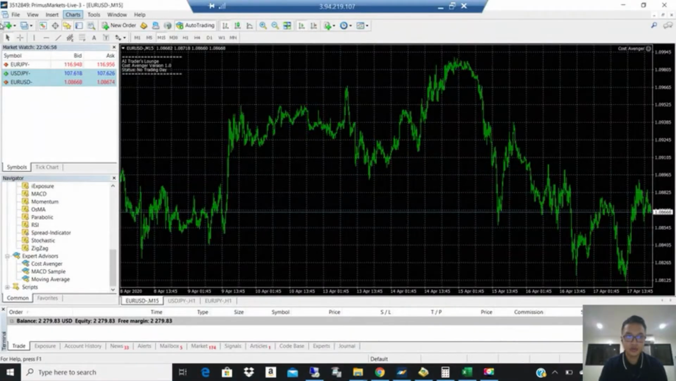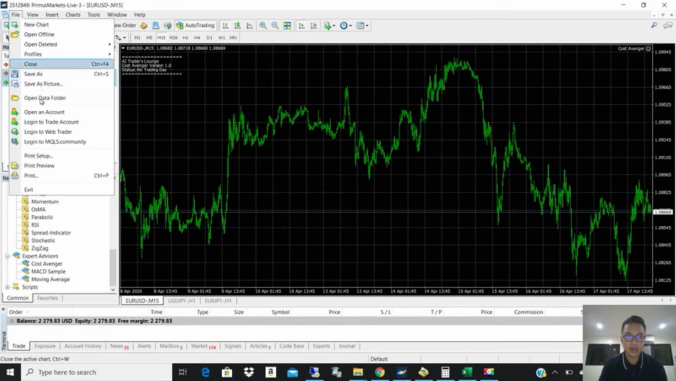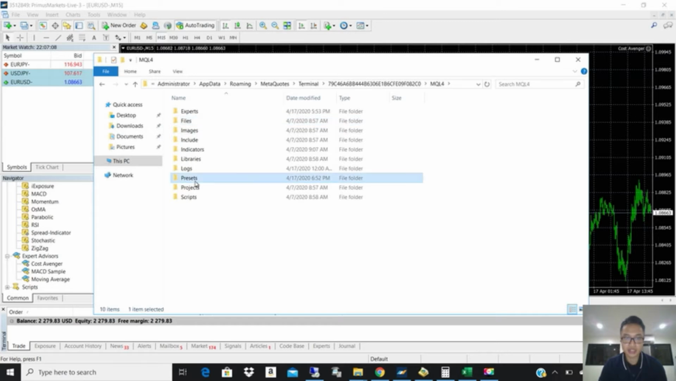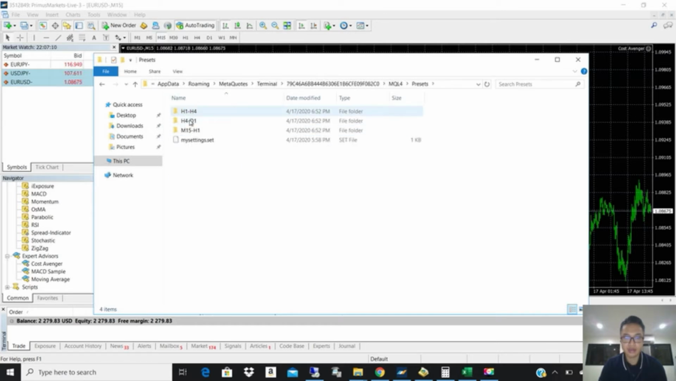In order for you to copy the presets, just go to File, Open Data Folder, MQL4, and then go to Presets. Here, presets. So I already copied the files. So here are the files. You just paste it here. So we have 3 folders here: M15H1, H1H4, and H4D1.